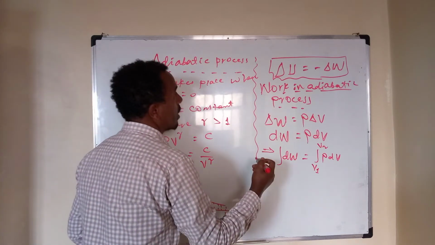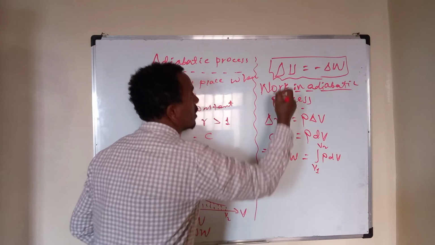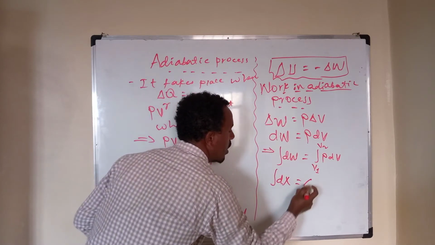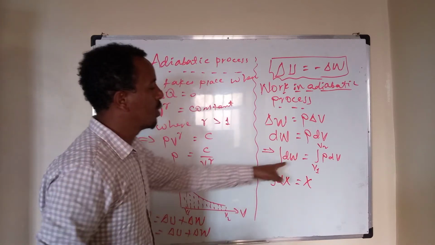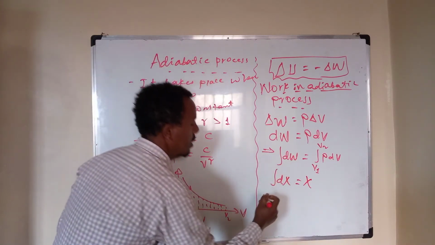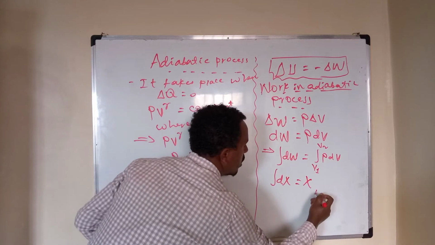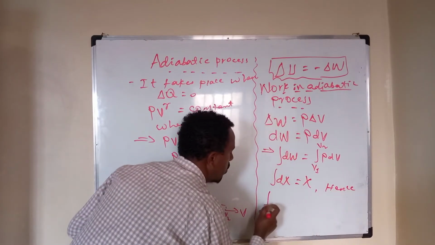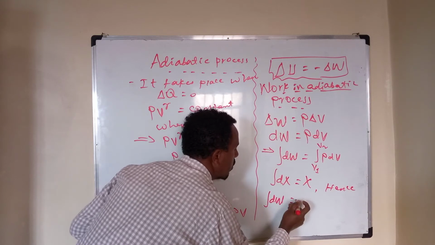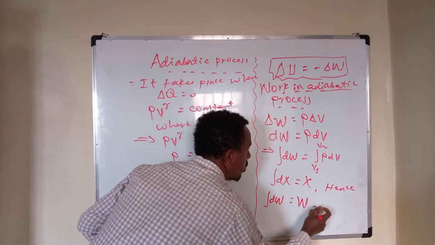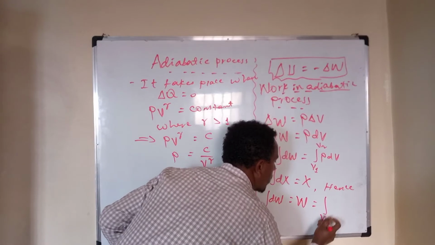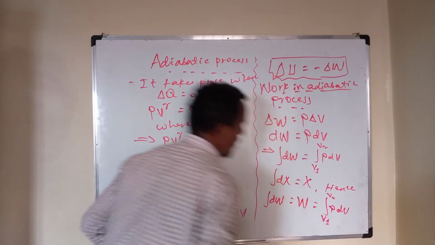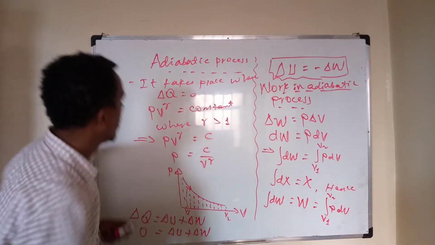Therefore, the integration of dx is equal to x. In a similar way, the integration of d of work done is equal to work done, which is equal to the integration from V1 to V2 of P dV.